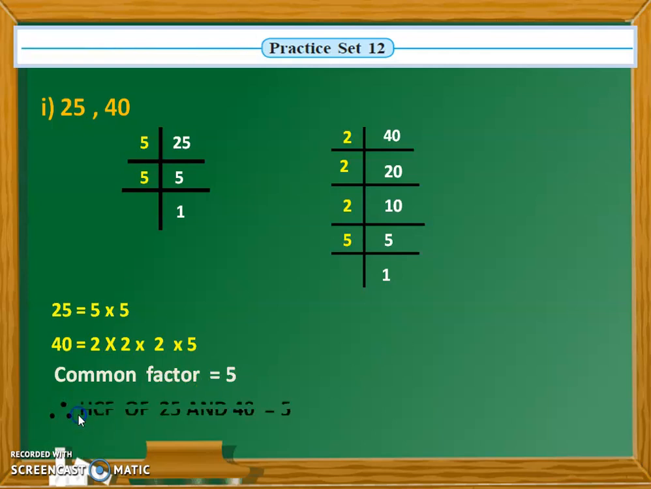Therefore, HCF of 25 and 40 equals 5. Let's take another example, 16 and 27. Now the same procedure we are going to follow. We are going to find the factors by using the divisibility rule.